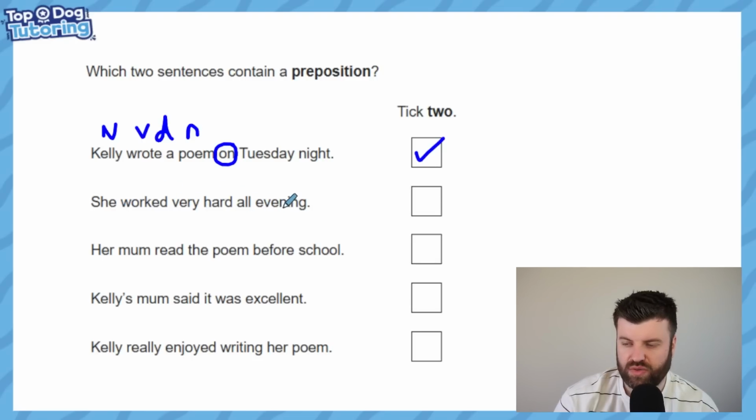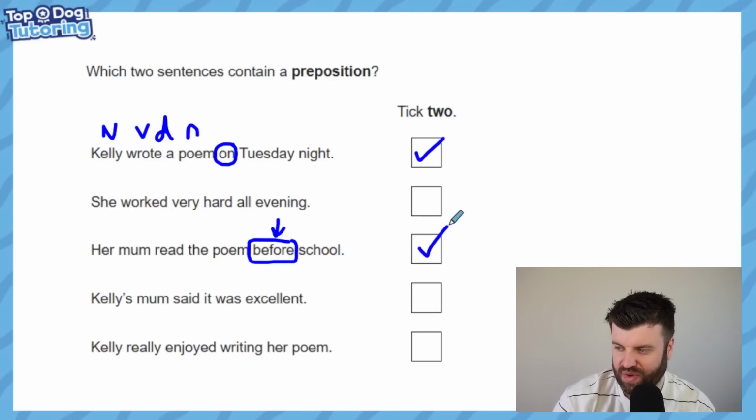She worked very hard all evening. No preposition in there. Her mum read the poem before school. I just mentioned time prepositions. Before school, during school, after school. This tells us the position of something in time. It works. Let's just double check even though we've got 2.